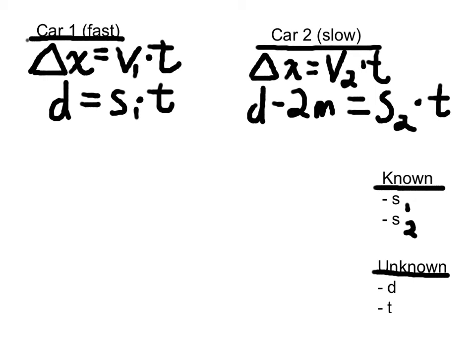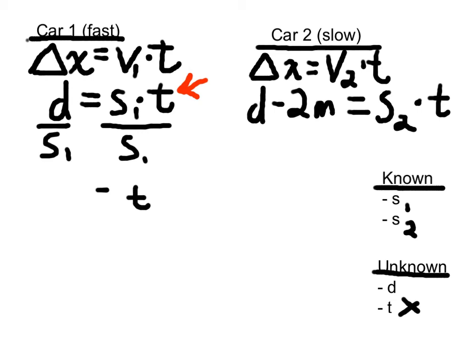Because I'm solving for D, it doesn't make any sense to eliminate D, so the only other unknown is T. I'm going to try to eliminate the variable T. The way I'll do this is I'll pick the equation that looks simplest, and in this case, the one that looks simplest is D equals S1 T. The other one looks more complicated. And now in the simplest equation, I will solve for T. So I'm going to divide both sides by speed 1, and now I have T equals distance over speed 1.